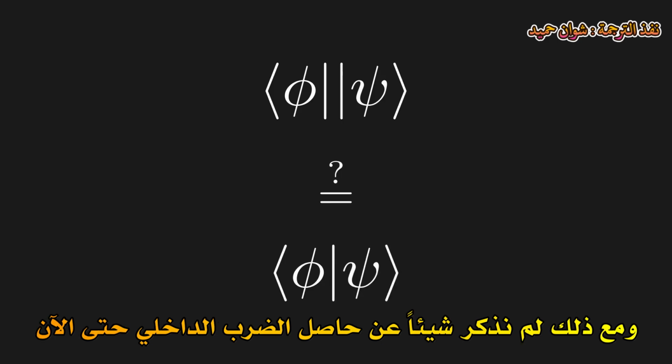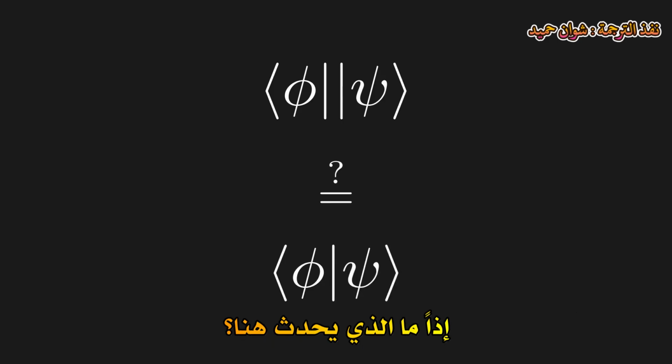That being said, you may be noticing something. When we put a bra and ket together to get a number, it looks suspiciously like an inner product in this notation. Yet we have made zero mention of the inner product. So what's going on?